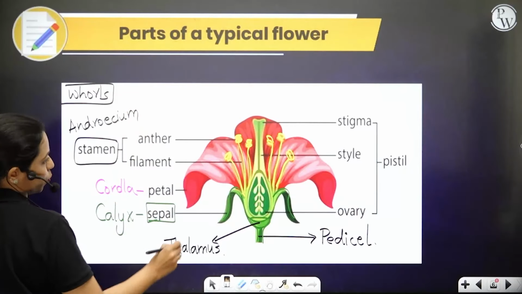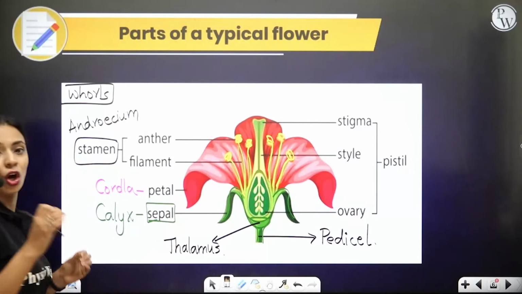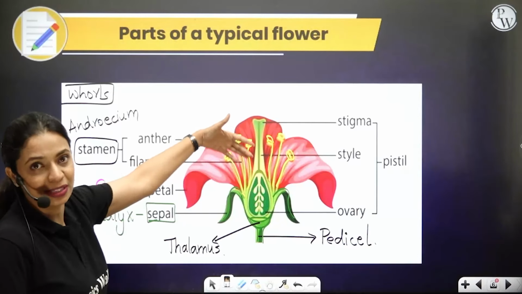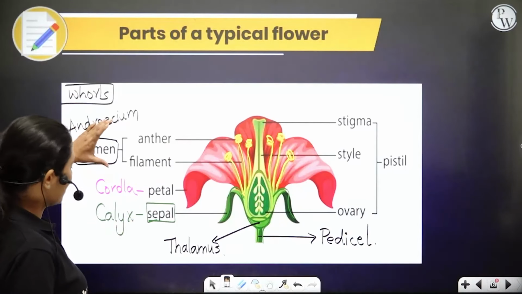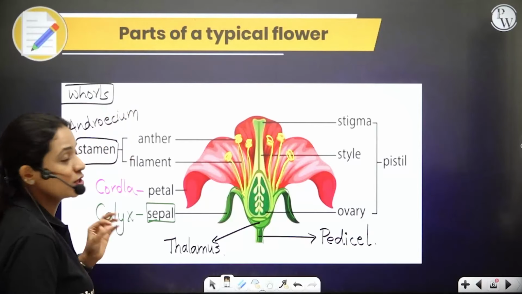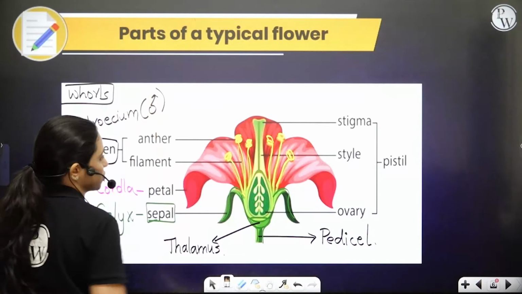The stamen has two parts. The long slender stalk is called the filament, and the broad knob-like structure that you see on top is called the anther. Now, it is the stamen or the anther that is responsible for the formation of male gametes. So this is the male reproductive structure.